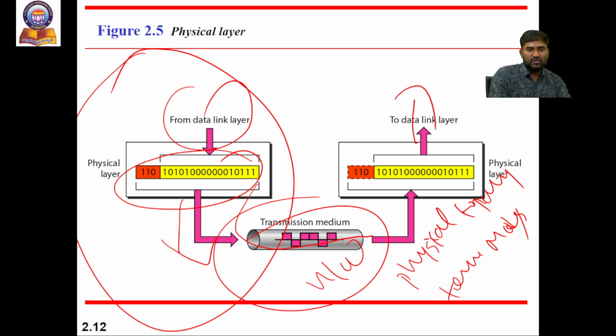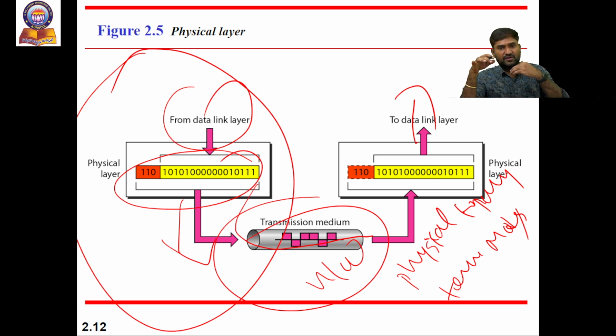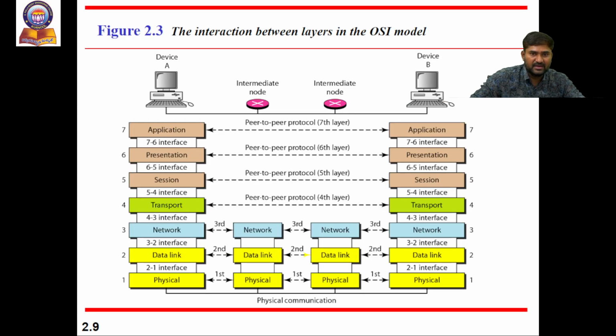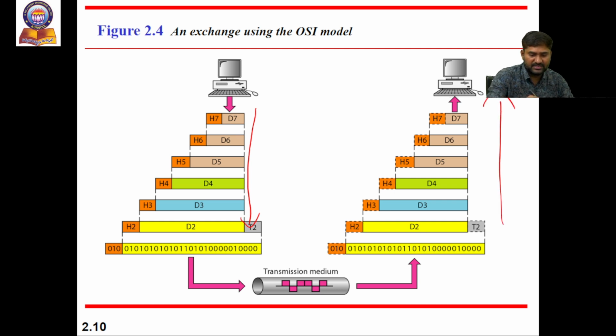When we are sending any packet, first we encounter the application layer and last we see the physical layer. But when the packet is received by the receiver, first we encounter the physical layer and last we see the application layer. This is the sending part and this is the receiver part, sender and receiver.